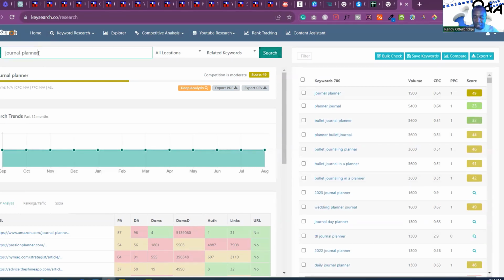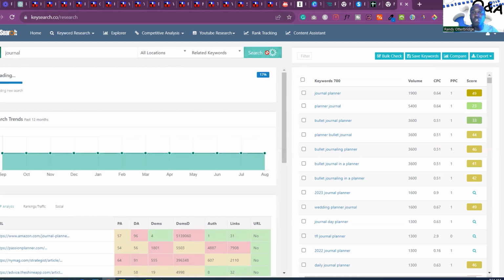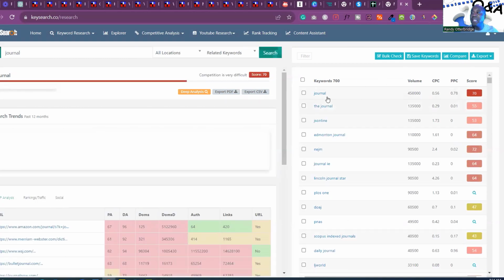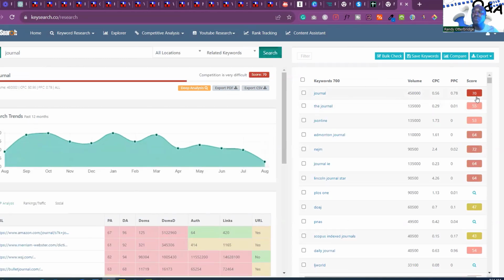Now, if I did it separately, I'm going to look them up separately. I'm going to just look up journal, doing all locations, and see what kind of searches just journal is getting. I suspected it would be getting more, but if you notice here, it's going to be really, really competitive. So if I tried to rank number one on Google with this, it's probably not going to work out well. But anyway, we can do some stuff. We got journal, and we're looking at what kind of stuff people are talking about.